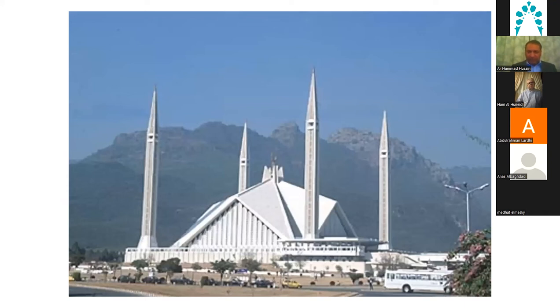Okay, so this is a basic view of the Faisal Mosque, which is right under the Margala Hills. And these hills border the city of Islamabad. So right in the foothills of these hills is this white mosque against green mountains, which makes it stand out very much.